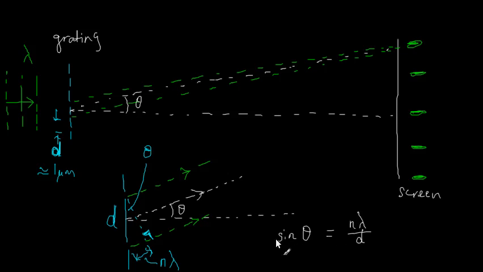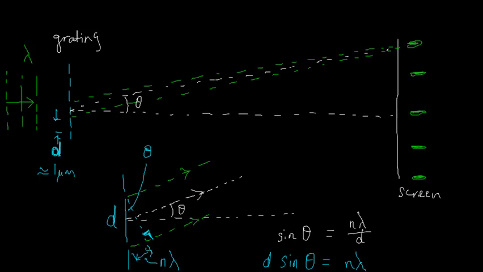So if I rearrange this into another form that is also commonly used, by multiplying both sides by D, I move D over to the left. I get D sine theta is equal to n lambda. Okay, so now I have a formula in which I can find lambda.